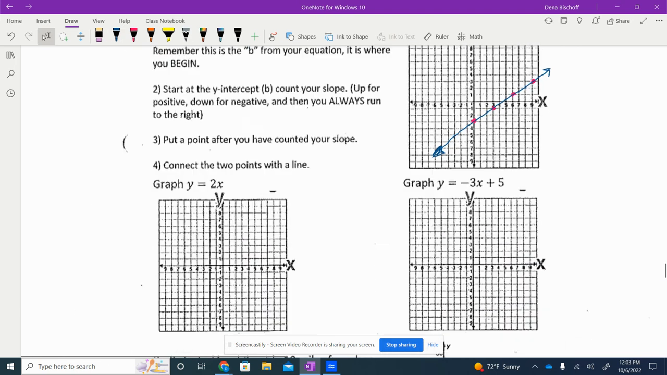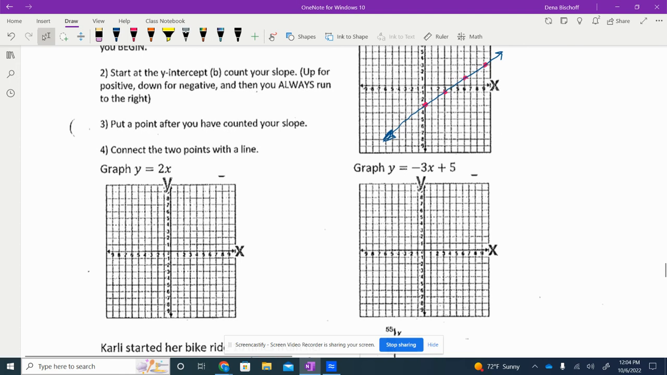What about this one, y equals 2x? I don't even know what to do with that. There isn't a b there. Eric? Yeah, we don't write +0, but that's what that means. That means that it crosses at the origin. So that's the point 0 on the y-axis.